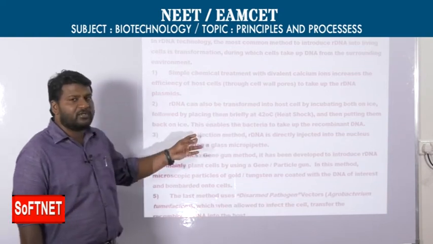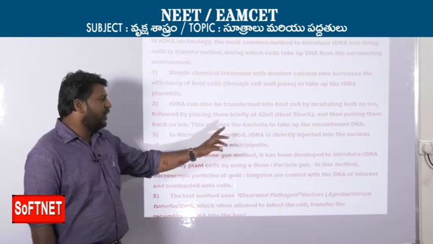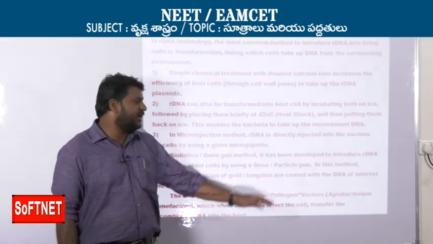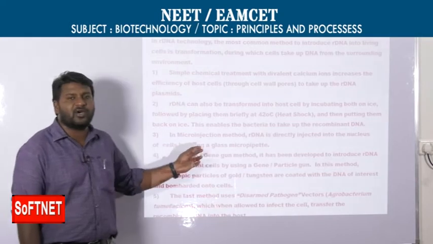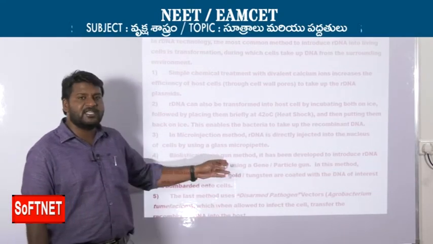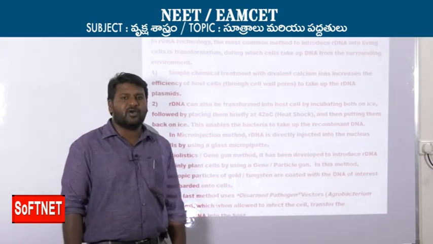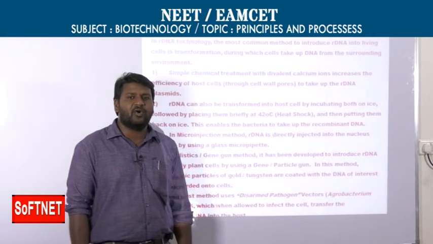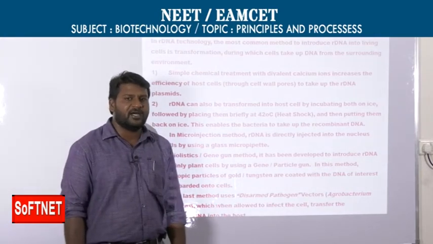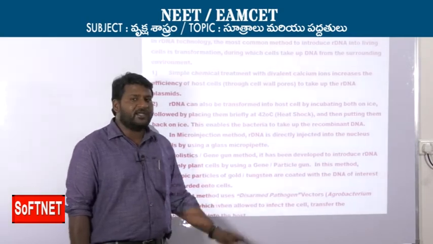And there are also two direct methods. In the microinjection method, our rDNA is directly injected into the nucleus of the host cell. One more method is the gene gun or ballistic method, where beads or bullets made up of gold or tungsten are coated with the rDNA and bombarded into the cells of the host.